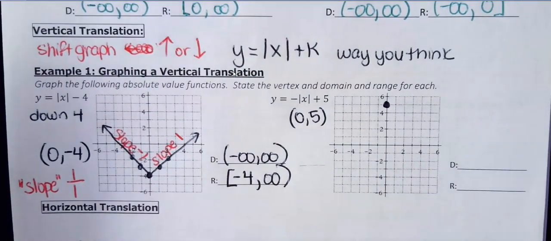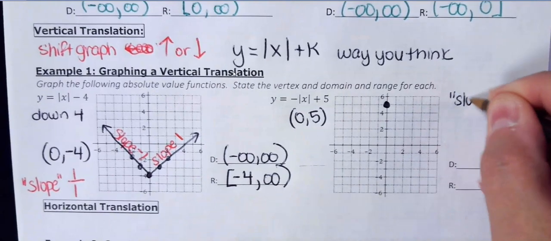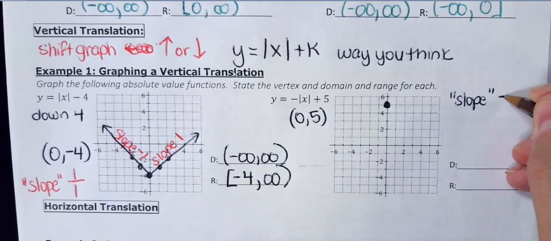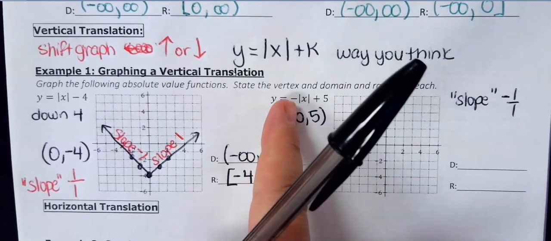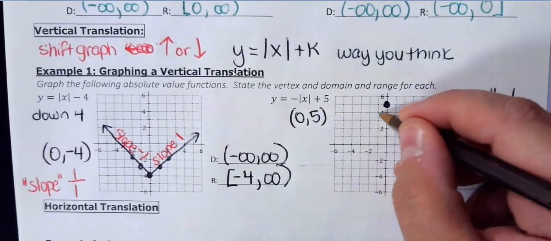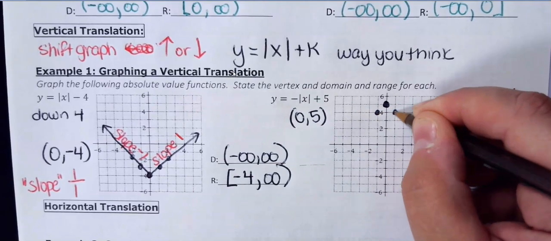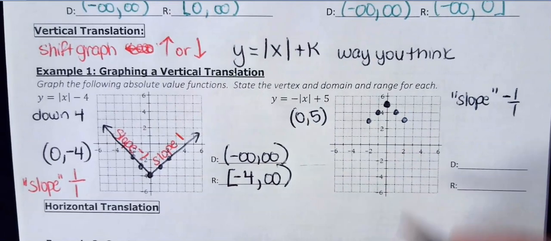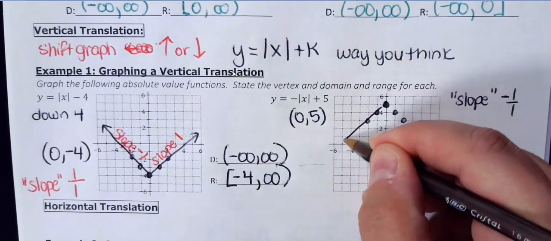Okay, so again, you don't have to write this on your paper. I'm just going to put slope in quotation marks. It's negative because we have the negative in front of the absolute value. So just from that vertex, just go down 1 over 1 on either side. And then once you have one of those points, just keep going down 1 over 1 to get another point.